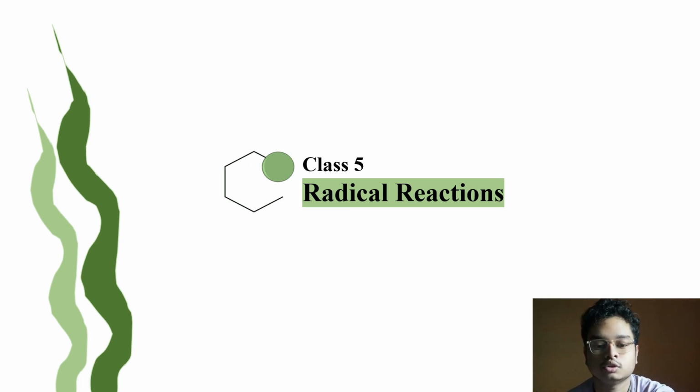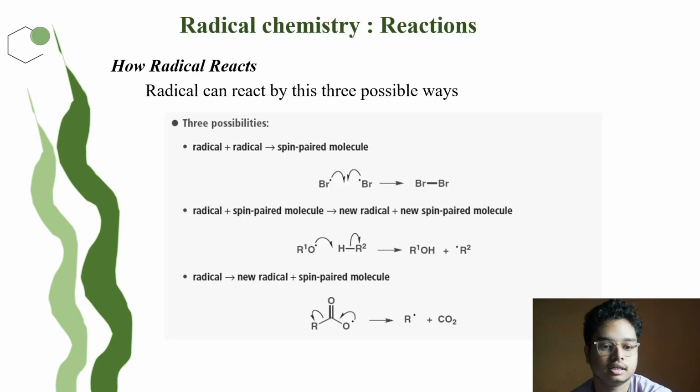Okay, so first let us understand how a radical reacts. A radical can react in three possible ways. First, two radicals combine to generate a spin-paired molecule. Here, two bromine radicals combine with each other to generate Br2, which is a spin-paired molecule.